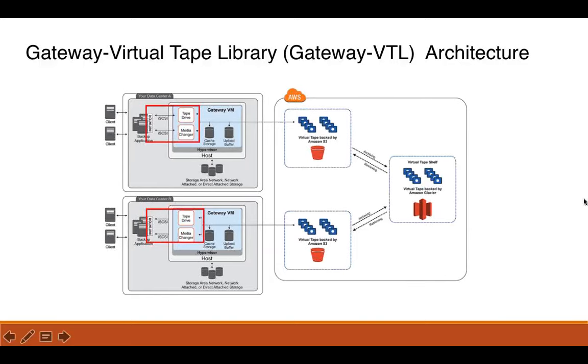Let's go back to the diagram. We have the tape drives over here and the media changer. The backup application writes the data to the tape drives. The tape drives write the data to the virtual tape cartridges that are backed up by S3. And you can also archive these virtual tapes to Glacier. All right, so this is the complete theory of the storage gateway.